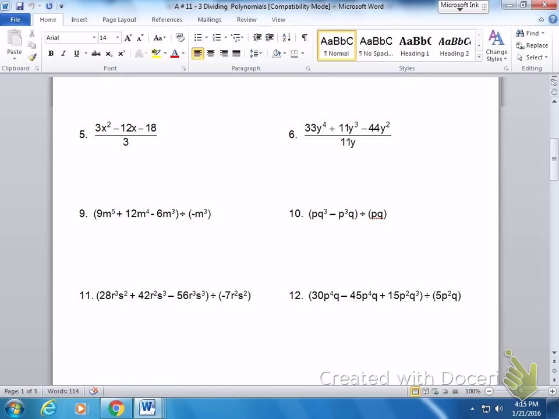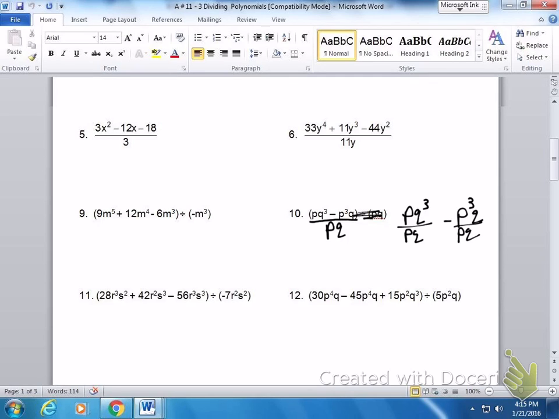Now I can rewrite that. (PQ cubed minus P cubed Q) divided by PQ is actually written like this. Now my suggestion was that you rewrite it as 2 separate problems. I have PQ cubed over PQ minus P cubed Q over PQ.